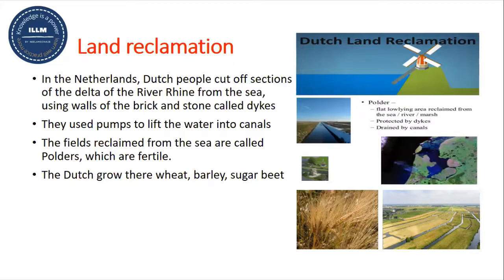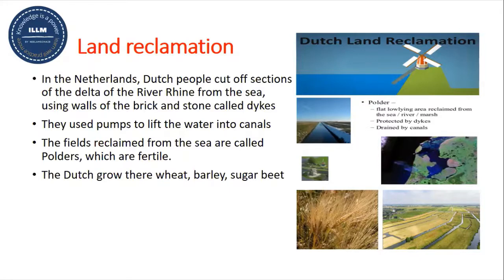In the Netherlands, Dutch people cut off sections of the delta of the River Rhine from the sea using walls of bricks and stones called dikes. What is this dike? It is an embankment for controlling the water of the sea. For example, if the river is having more water and that water is coming into the city, to control that water, we will use dikes in the form of piles of sand so that we can stop water coming into the city.